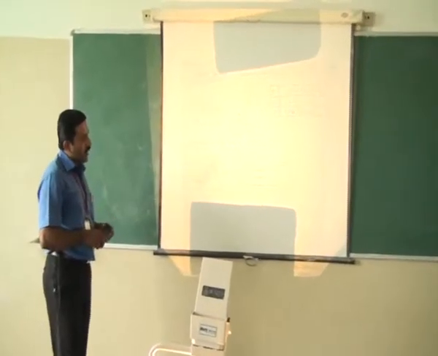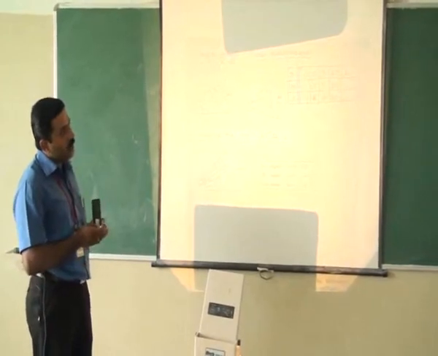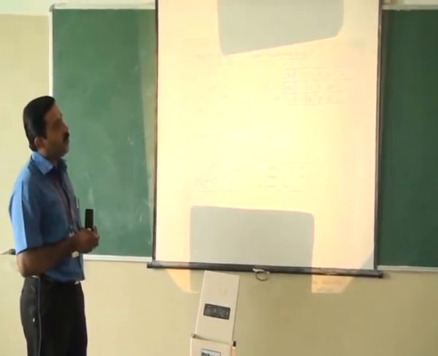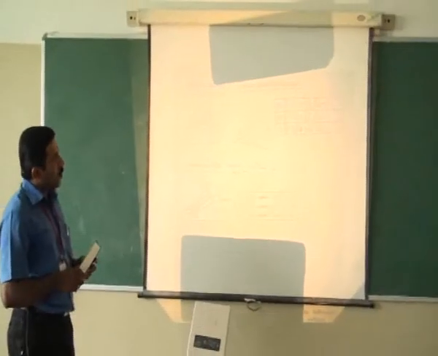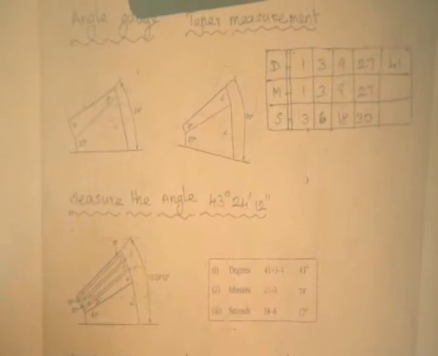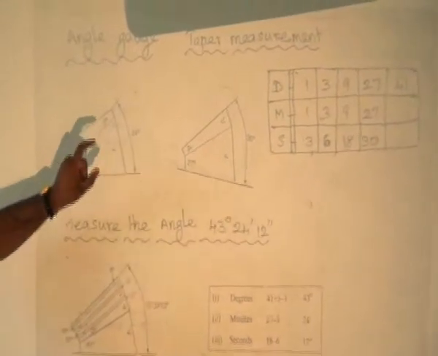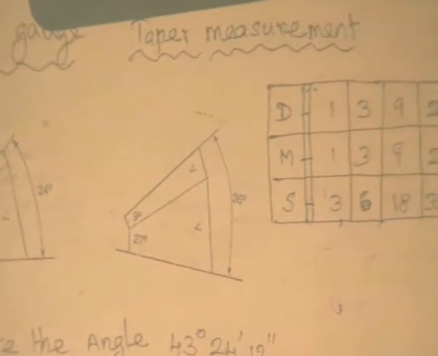The next one is the angle gauge. With slip gauges, an unknown linear measurement is easy to identify. With the angle gauge, an unknown angle is easy to identify; it is used to support the measurement of unknown angles. What is meant by an angle gauge? It has a number of gauges based on degrees, minutes and seconds.